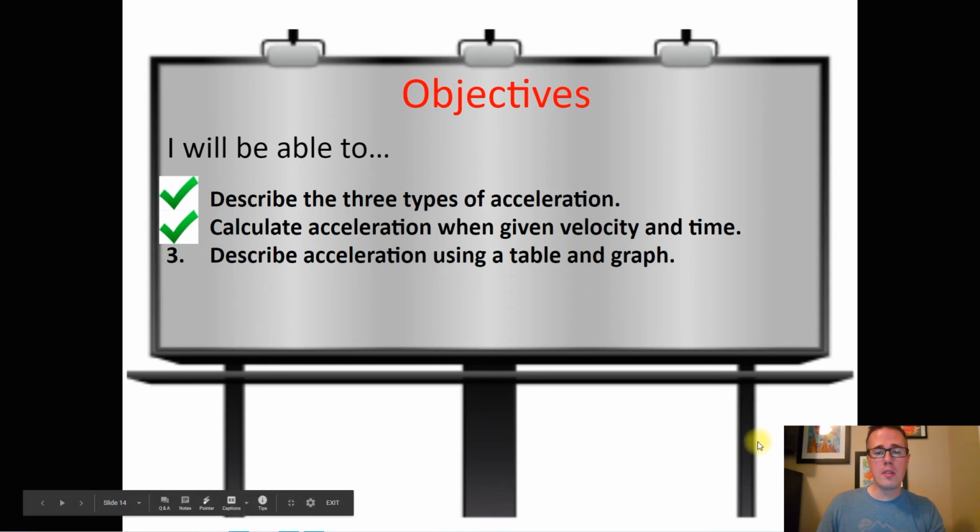Now it's time to describe acceleration using a table and graph. We've already done displacement time graphs, so this should feel a little bit familiar, but acceleration definitely adds another layer to that idea and that topic.